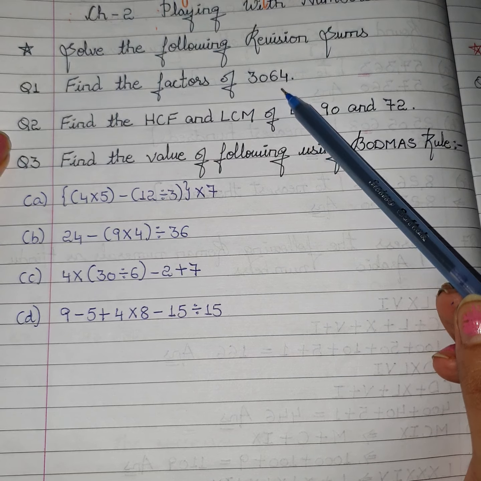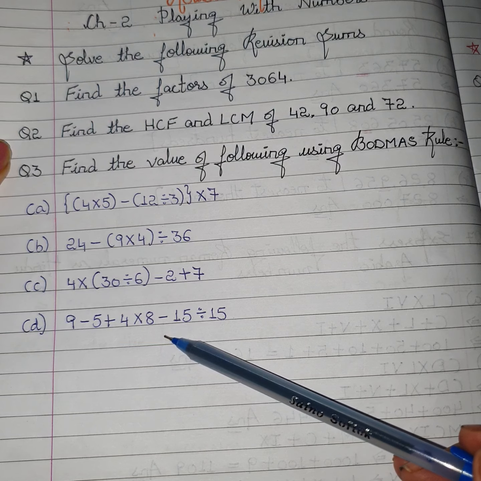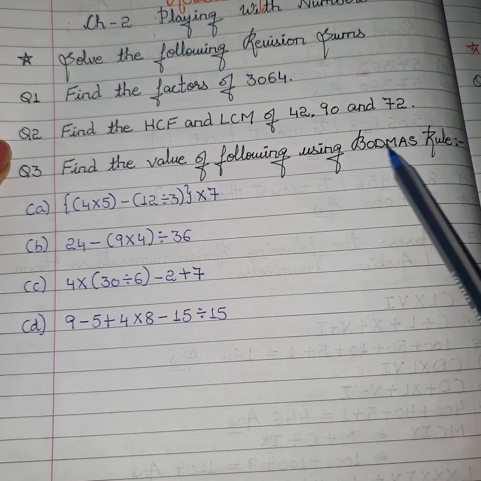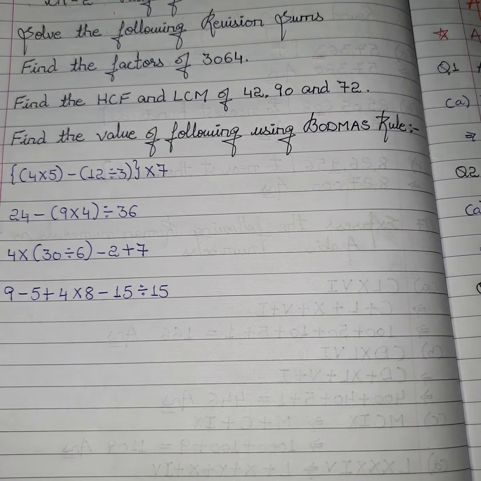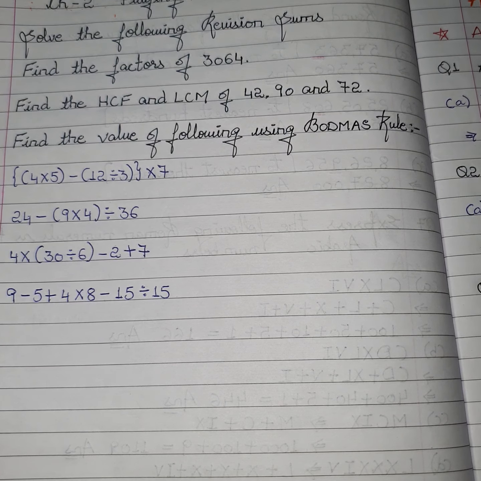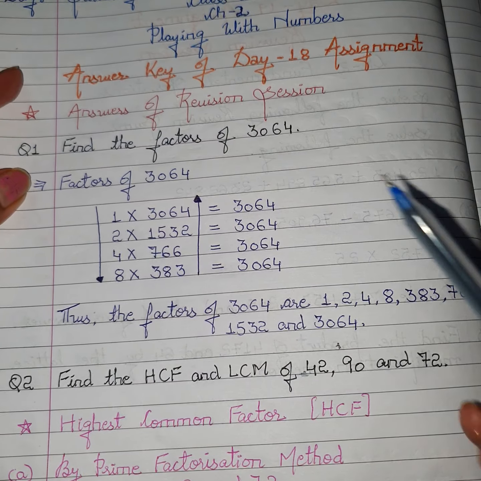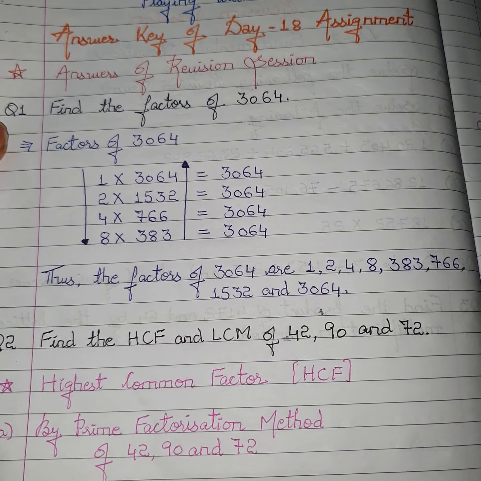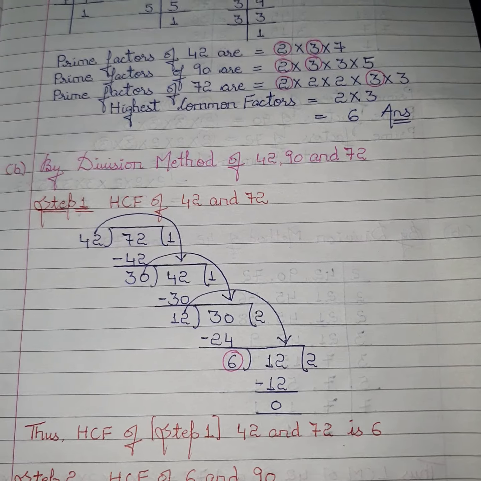Second one, I have given you to find the HCF and LCM of these 3 numbers. And third one, I have given you these simplification sums, in which I have told you to solve them using the BODMAS rule. I hope you have done all these questions, and in today's PDF I have given you the answer key of these questions. You can check your answer key on page number 1, 2, 3 and 4 of your today's PDF document.